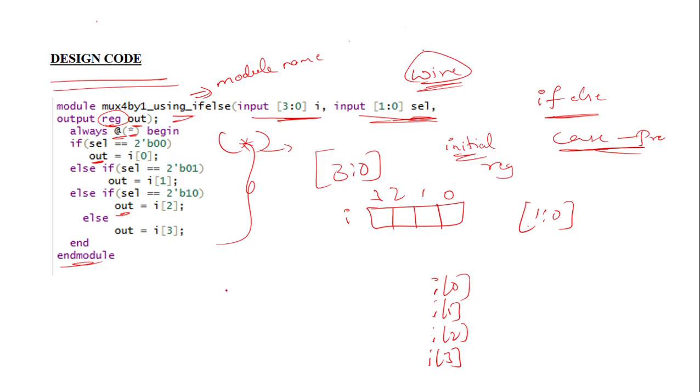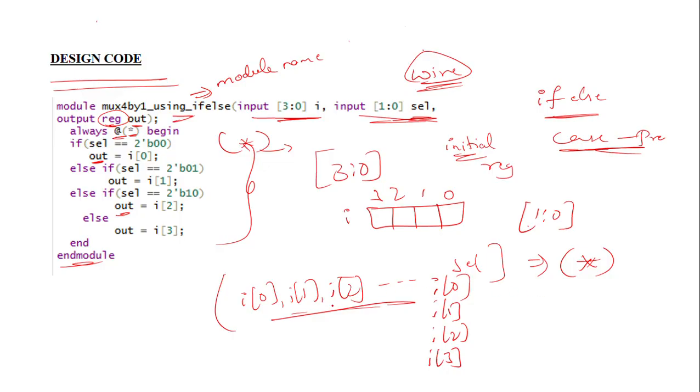If you write I of 0 comma I of 1 comma I of 2 comma and so on, and then the select lines, everything is similar to the star. Whenever there are multiple inputs, it is very difficult to write every input, so you can simply represent it by star. Star represents all the inputs we considered here. Next, once I erase all this.